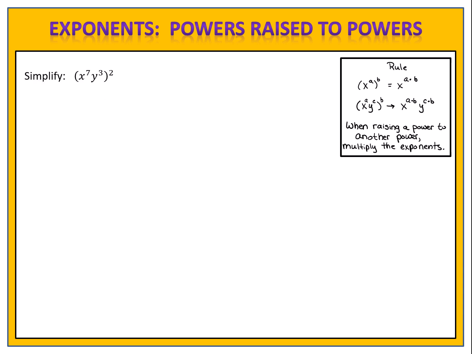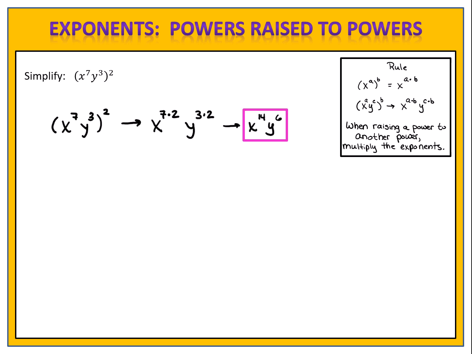In our next exercise, we have x to the 7th times y to the 3rd, all raised to the 2nd power. We have 2 bases. First, we'll multiply the exponents for the x and the exponent on the outside, so 7 times 2. Then, we'll multiply the exponent on the y with the exponent on the outside, 3 times 2. Now we simplify. X to the 7 times 2 is x to the 14, y to the 3 times 2 is y to the 6th, and we're all done.